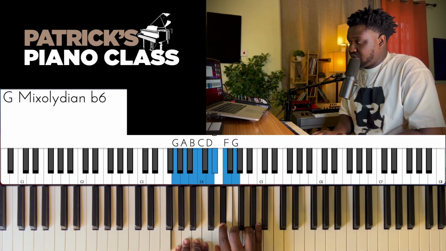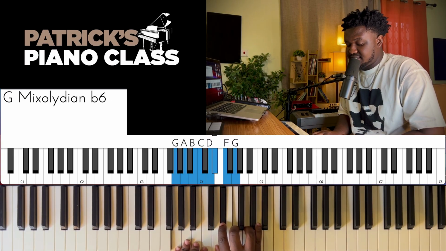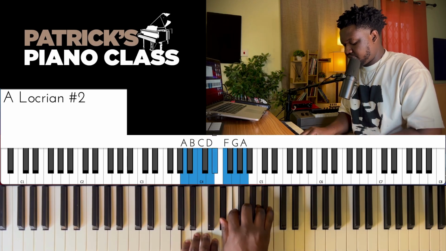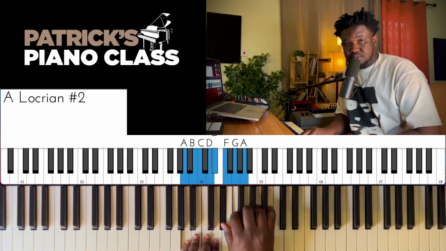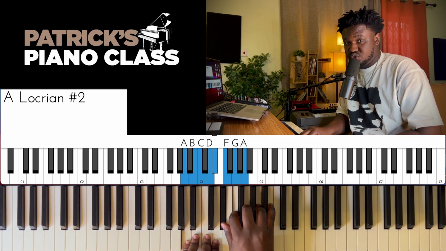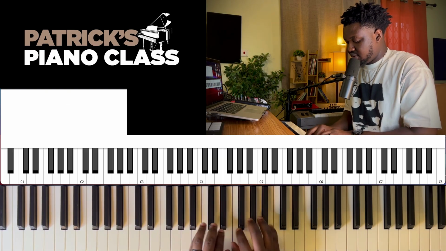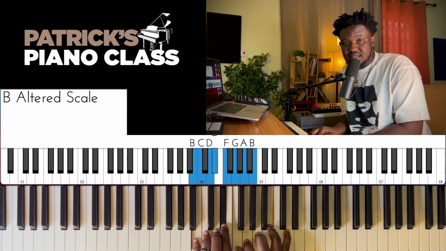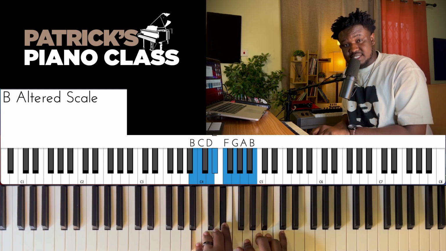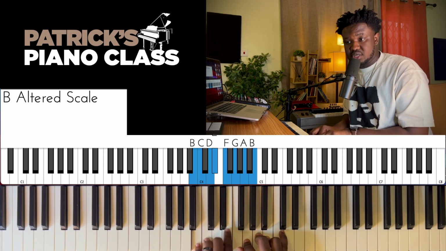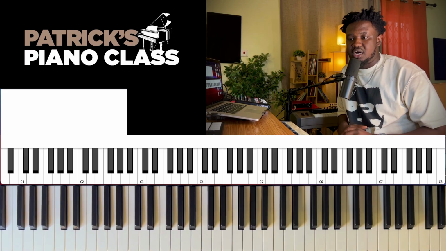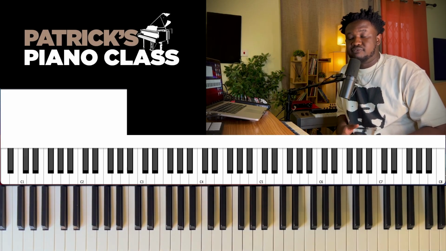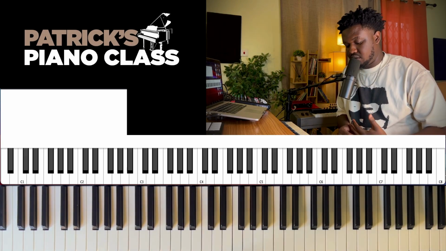And the fifth one is going to give us the Mixolydian flat 6. And then the sixth mode is going to give us the Locrian sharp 2 mode. That's the name of the mode. And the last mode, which is the famous one, is going to give us the altered scale. Altered scale is the name of the last mode. So these are all the modes you can derive from the melodic minor scale.